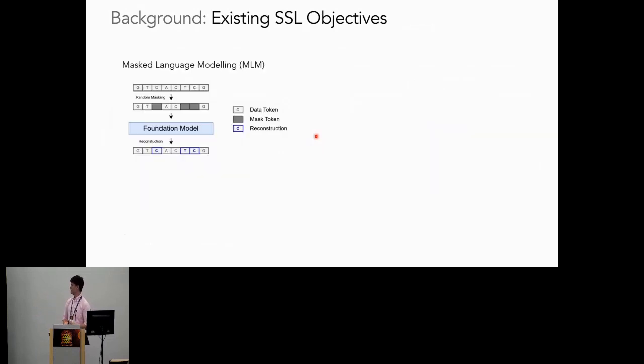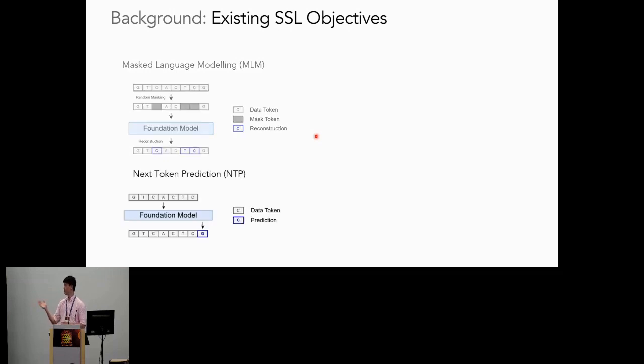Okay, so we use a self-supervised learning objective. There are two main ones that people use these days. The first of which is masked language modeling. Here, we just take a sequence, randomly mask out some tokens or nucleotides, and we ask the model to fill in the blanks from the surrounding nucleotide context. We also have next token prediction, where we just take a sequence and ask the model to predict the next token.